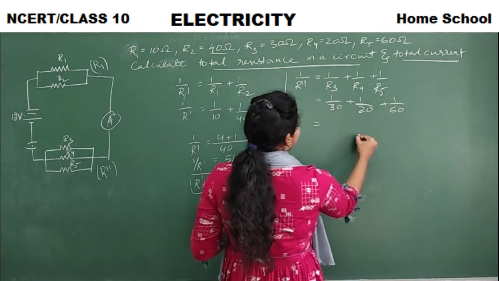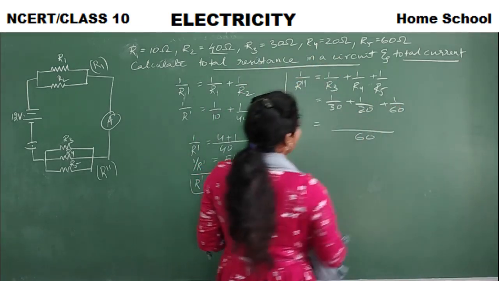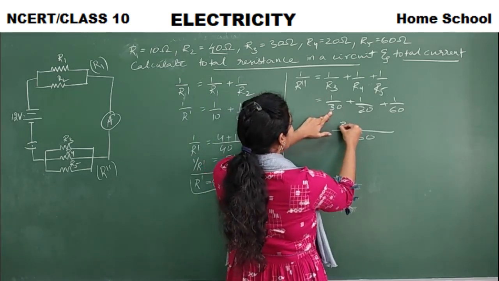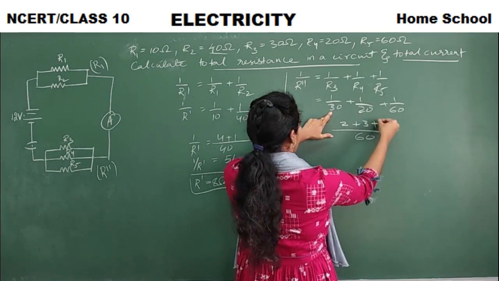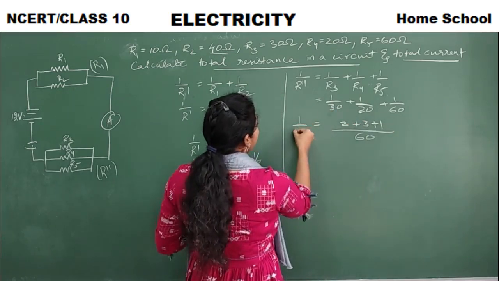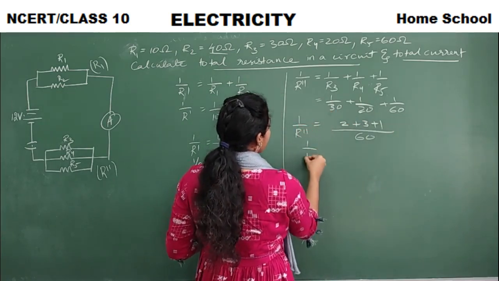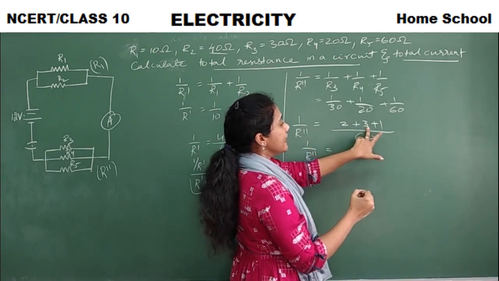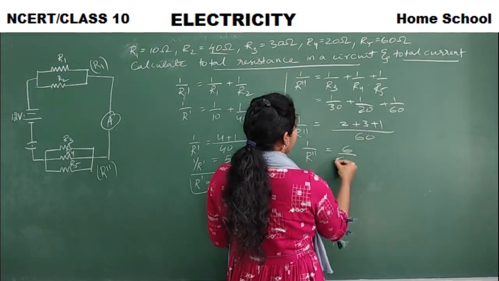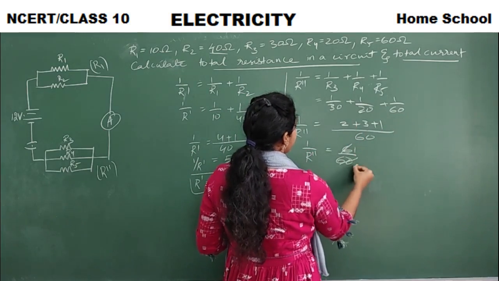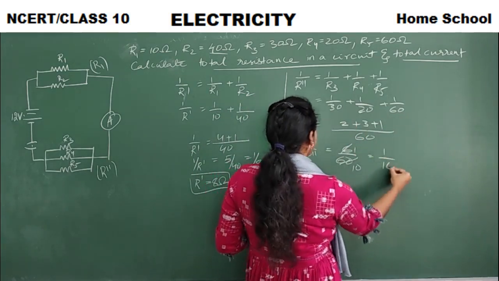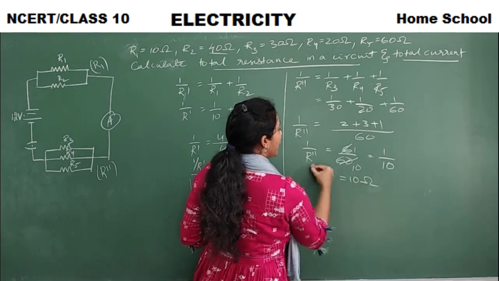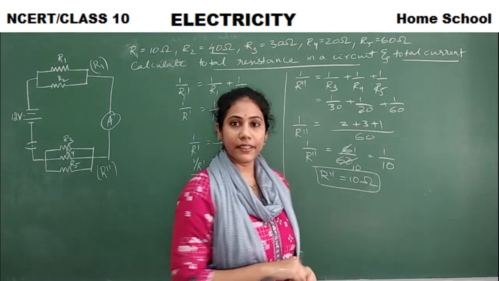Let me take an LCM of 60. So what do you get? Here it is 2 plus 3 plus 1, isn't it? So 1 by R double dash is equal to 2 plus 3 plus 1, that is 6 by 60, that is 1 by 10. So you will get 1 by 10. So R double dash is equal to 10 ohms, isn't it?